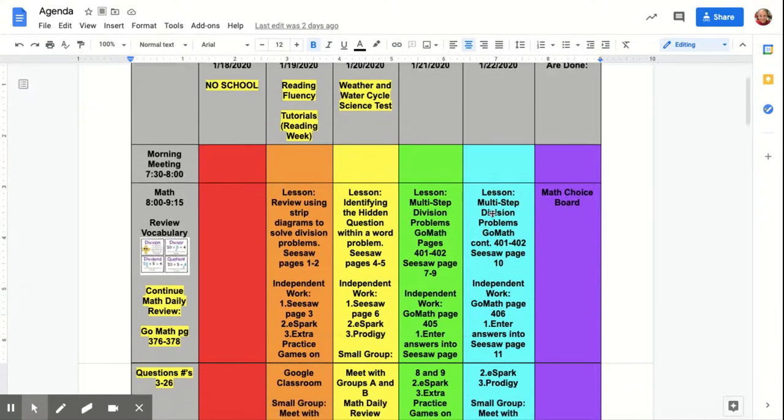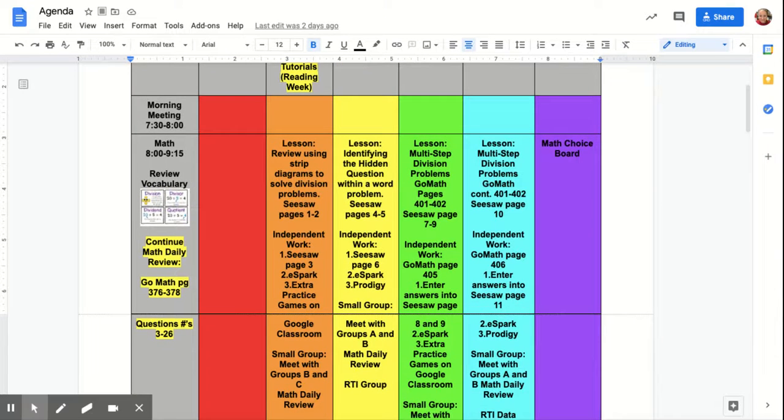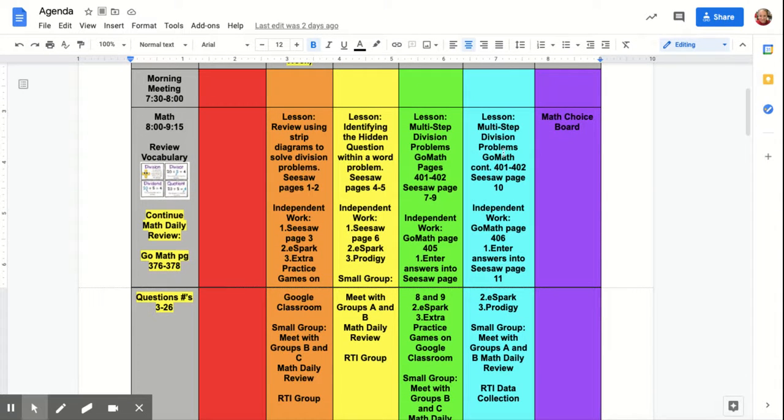Let's go down here to math. We started off with some multi-step division problems in Go Math, and we continued on. Our page was 403, and we continued with some problems that were multi-step. We did a lot of practice this week really breaking down these problems to make sure that we understand them before we just jump in and start doing random things with the different numbers.